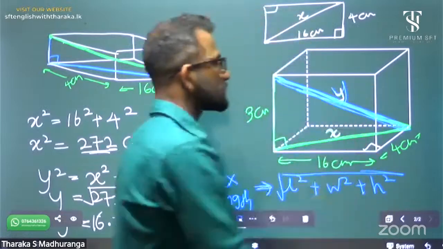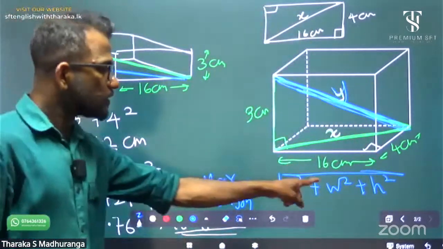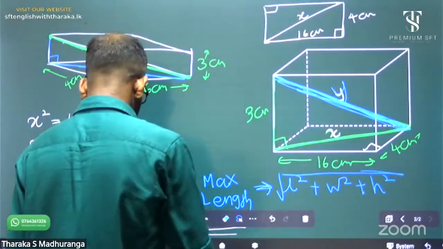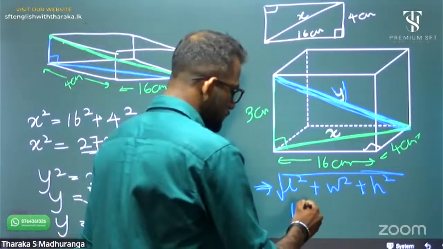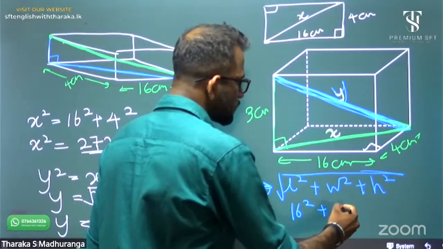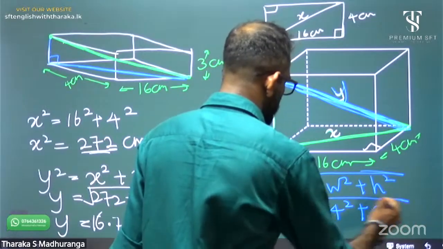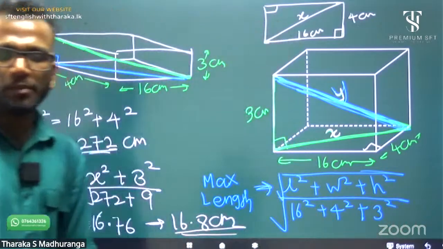Then y. Okay, you can try this method. L squared means 16 squared, plus width squared means 4 squared, H squared means 3 squared. Square root is right. Try it and see, the same answer will come.